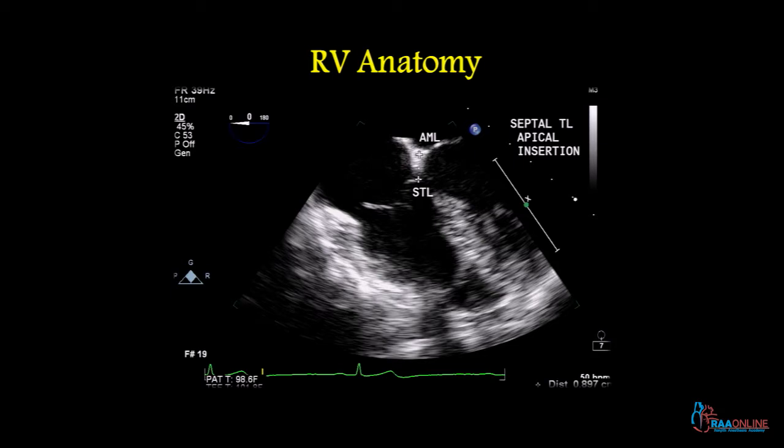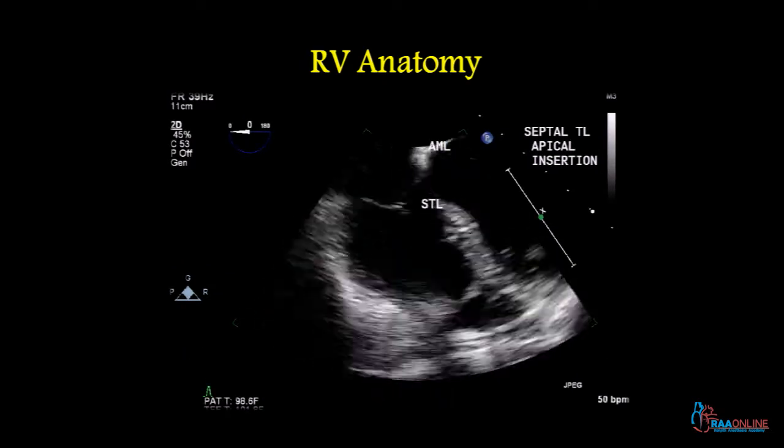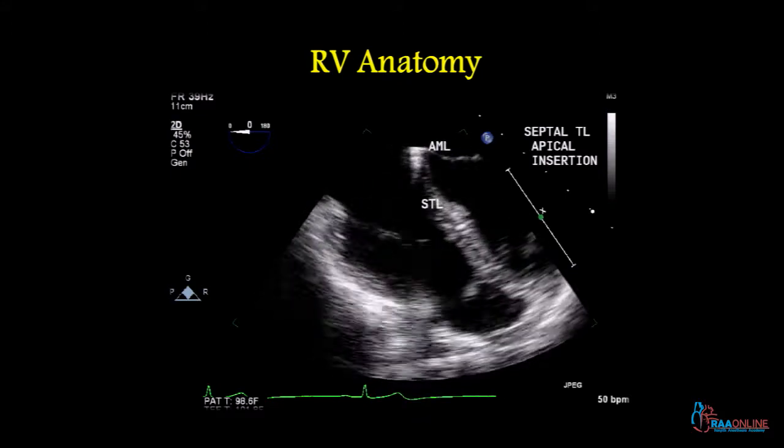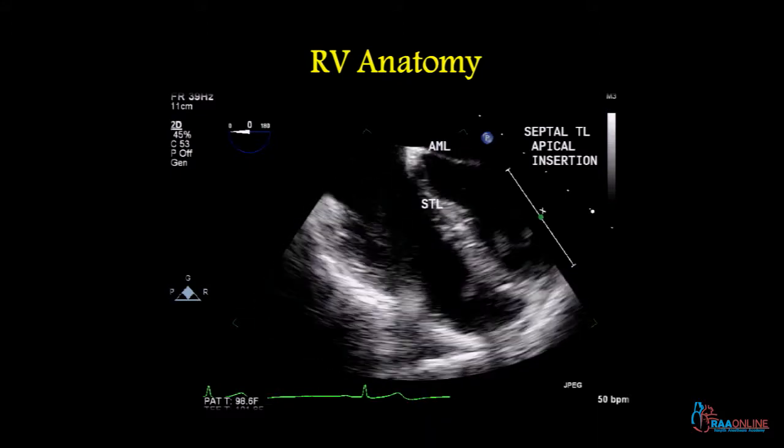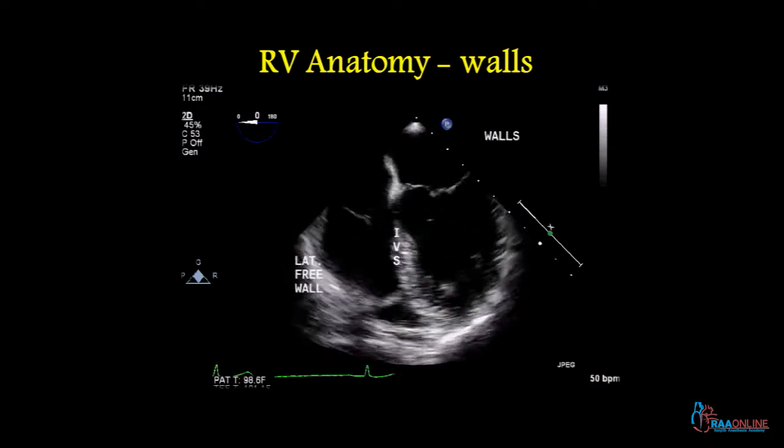So that's the difference. Whenever you see this apical displacement of the valve on the right-hand side, this is the RV. So whenever you have the moderator band, and whenever you have the septal tricuspid leaflet taking off apically, it is the RV. So that's the anterior mitral leaflet here, and that's the septal tricuspid leaflet. This is a true four-chamber view. So that's how you identify the RV on echocardiography.